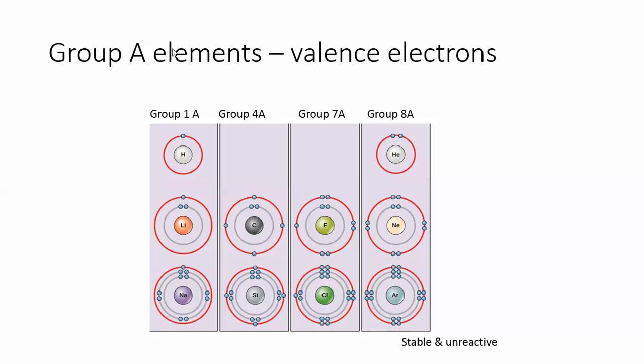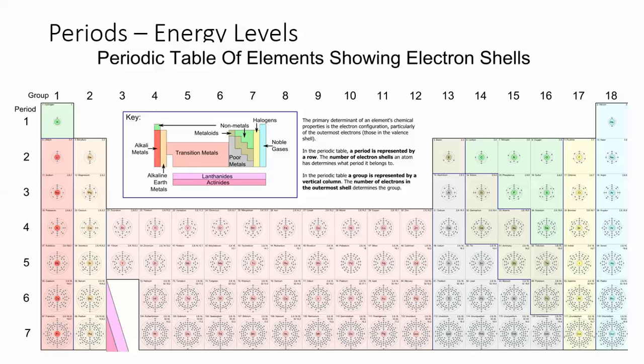Okay, so the group number here for the group A elements would tell us the number of valence electrons. So group 5A has 5 valence electrons, group 6A has 6 valence electrons, 2 has 2 valence electrons, and so on. All right, as we go across the horizontal, we look at the periods. The periods tell us the number of energy levels.